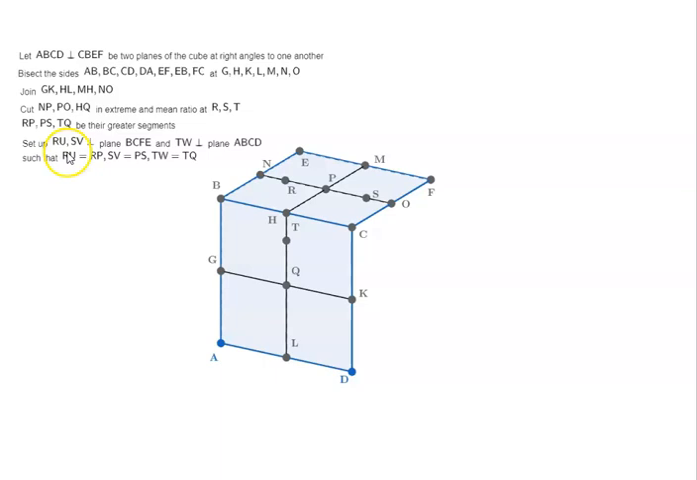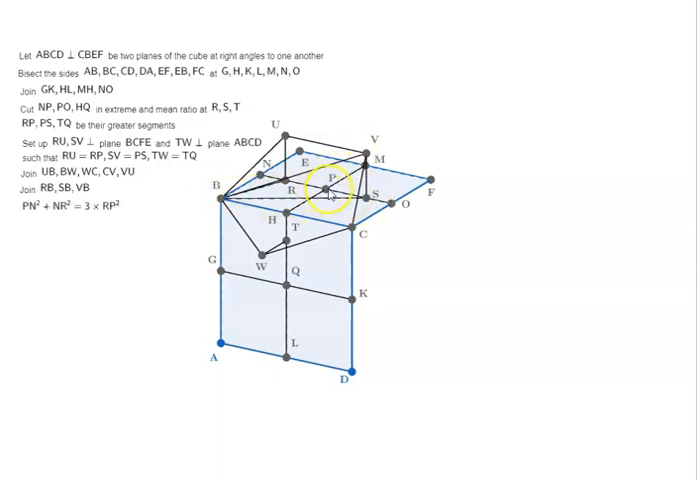Set up RU, SV perpendicular to the plane BCFE and TW perpendicular to the plane ABCD. Now join UB, PW, WC, CV, UV. Next, we join RB, SB, and VB.